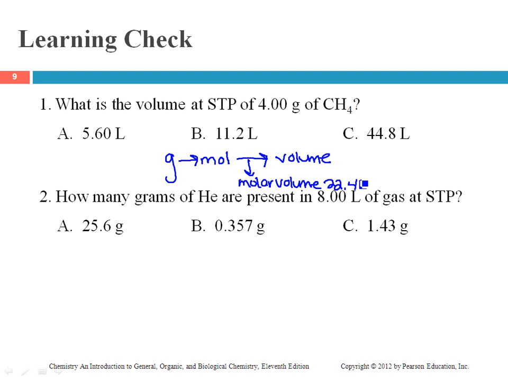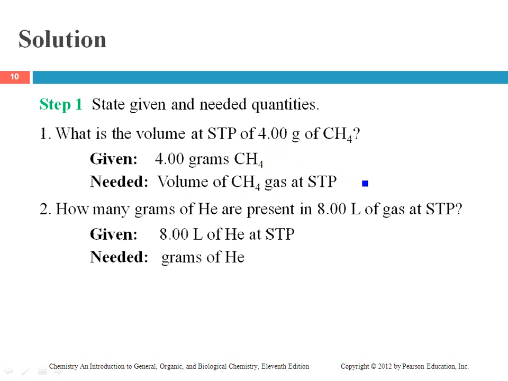Okay, so let's go ahead and just work through number 1. We first are going to devise a plan. So we have 4 grams, and we need to find what the volume is at STP. This one's actually going through both problems 1 and 2. In problem 2, we have 8 liters of a gas, and we want to know how many grams. So for this problem, we're going to have to go from liters to moles, and then we can go to grams.